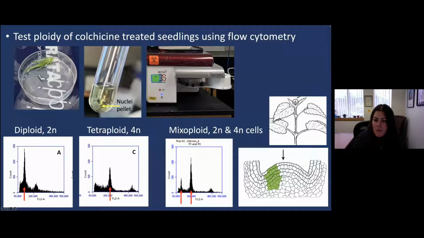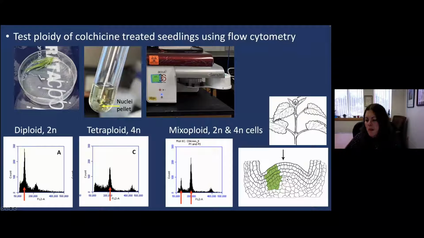Sometimes we get mixoploids, which have both cells that were doubled to form tetraploid and cells that were unaffected and remained diploid. And that's actually called chimera. And this picture here is identifying a chimera.